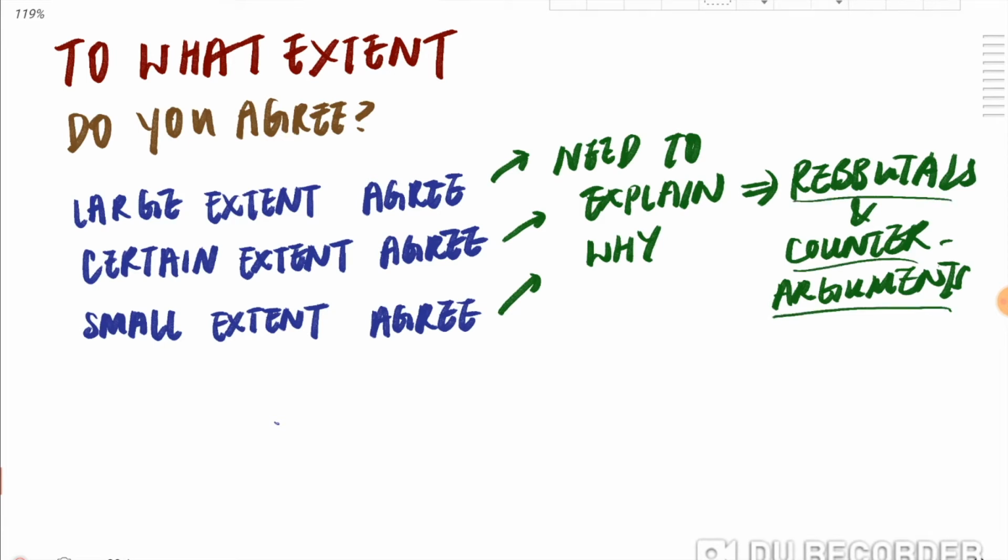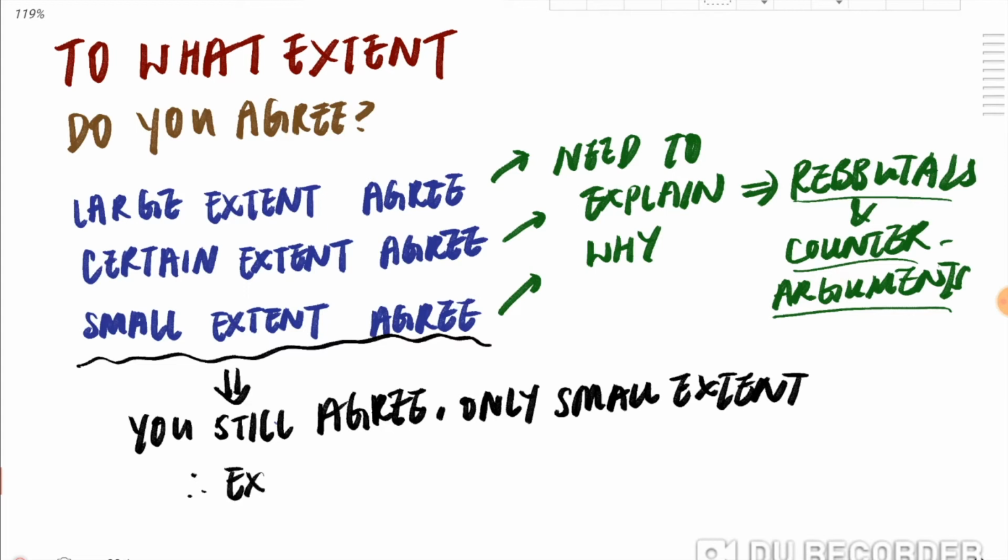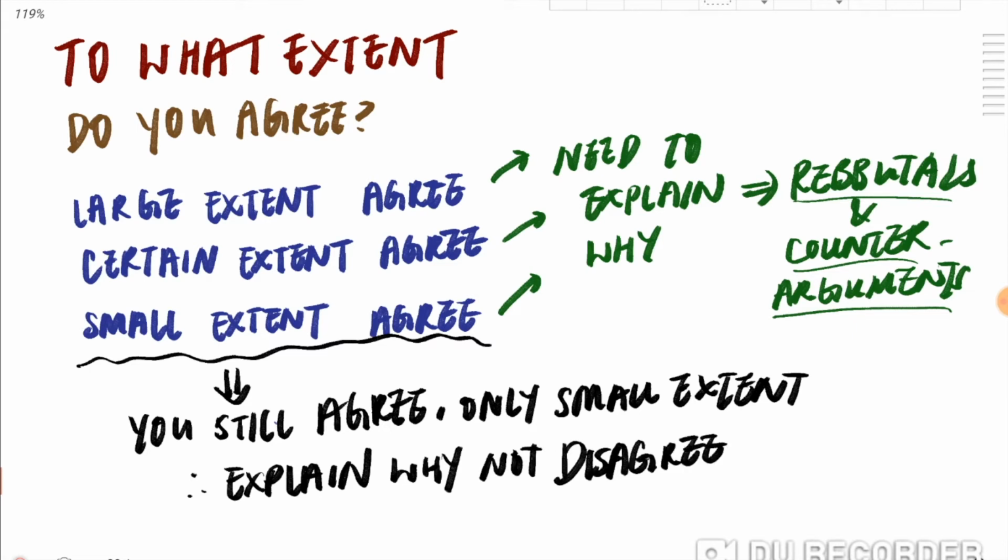So now what do these different extents mean? For example, for small extent agree, you in fact still agree with the statement of the question, but only to a small extent. So having a small extent doesn't mean that you disagree.